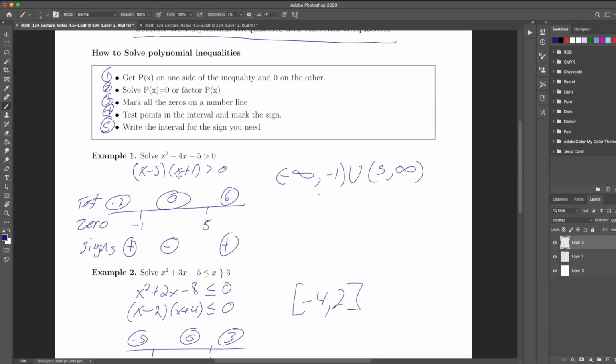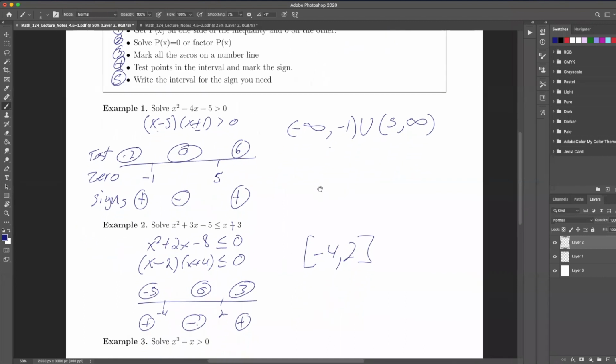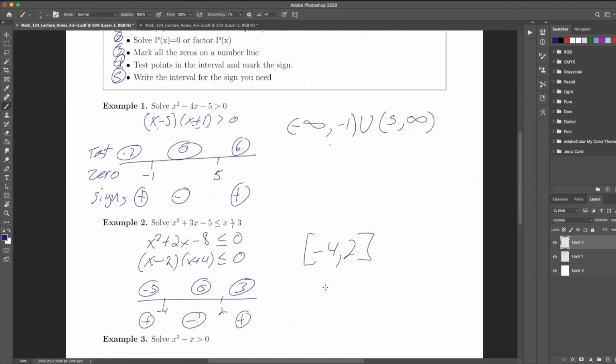So here I factor it, because factoring will tell me my zeros. If x was 5, I get 0 times something, so this makes this 0, right? If x is negative 1, this is 0. So these are my two zeros of the polynomial. Okay, so here I just write the zeros on a number line.